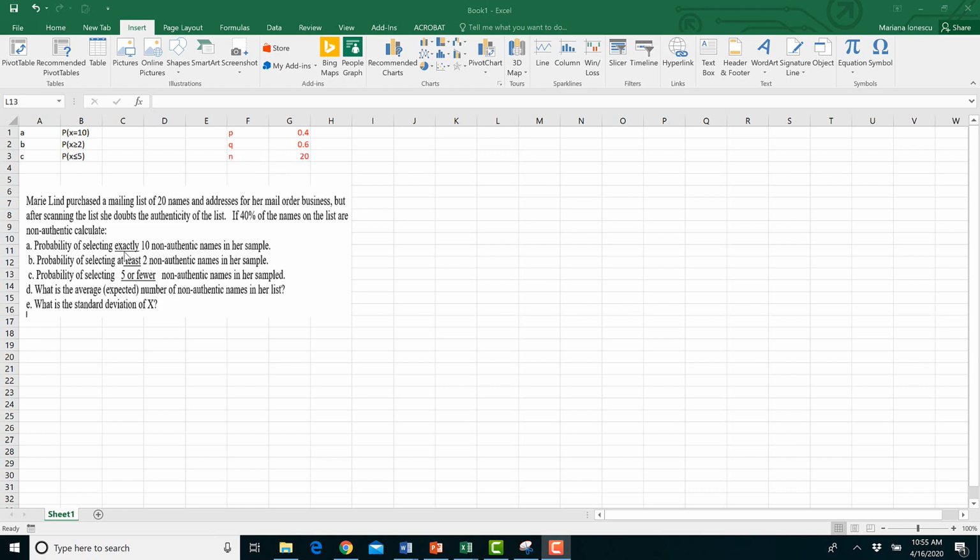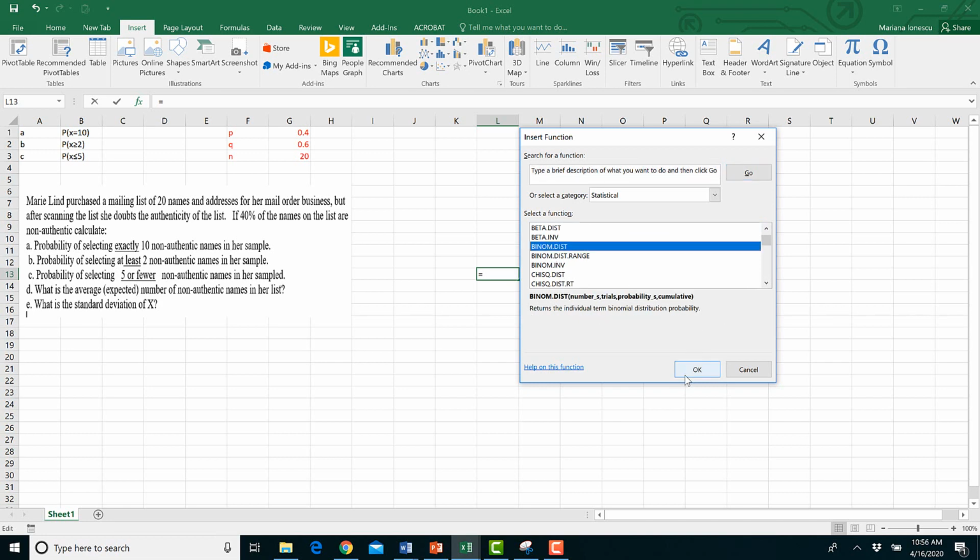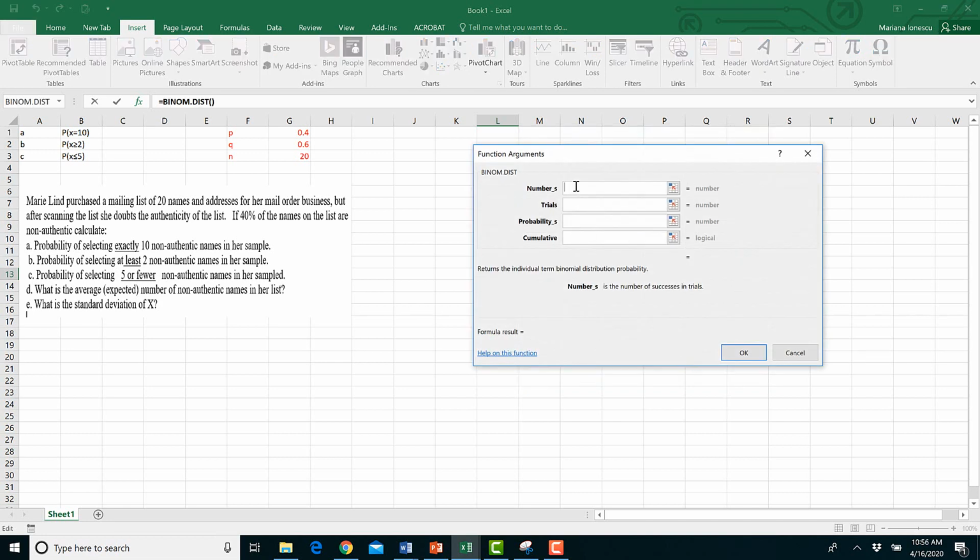We are looking to calculate the probability to have the number of successes, non-authentic, exactly X. So we are going in functions, insert function, statistical function, and I'm looking for binomial distribution. X in our situation is 10, the number of trials 20, probability is decimal 4. It's not a cumulative probability. I'm looking just for one probability when X is exactly 10, so it will be false.